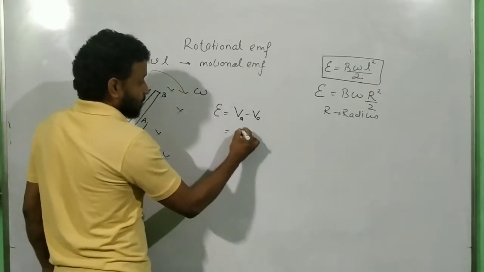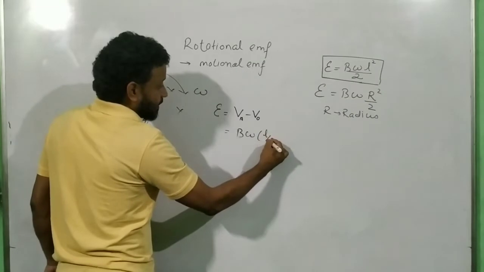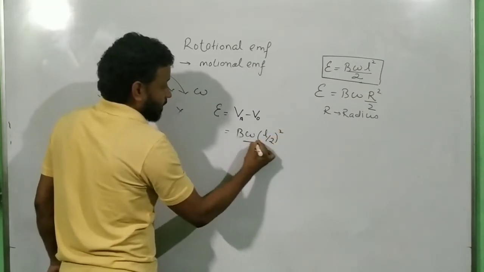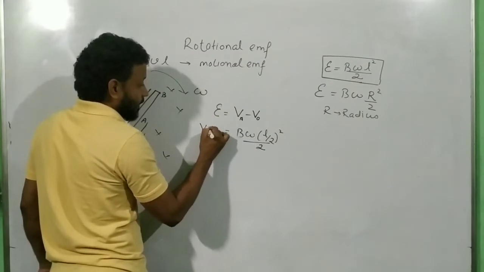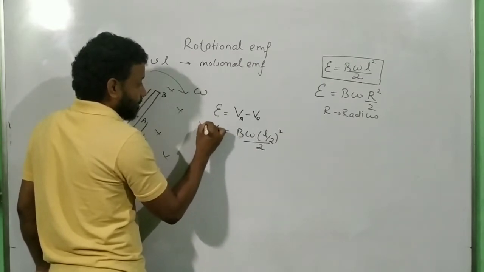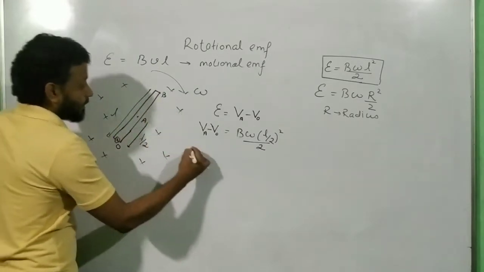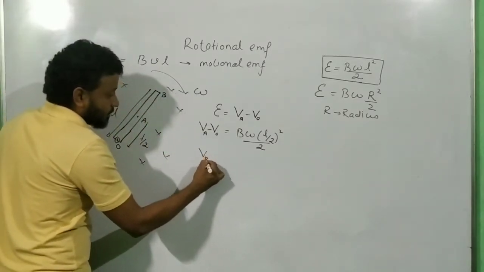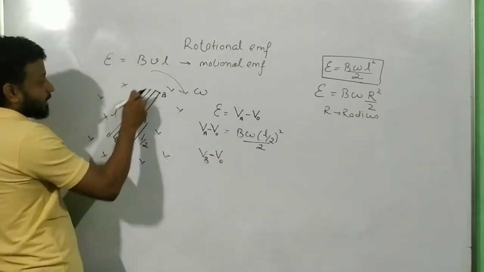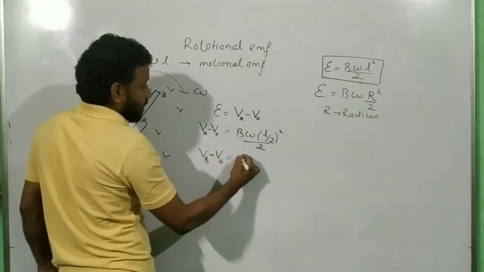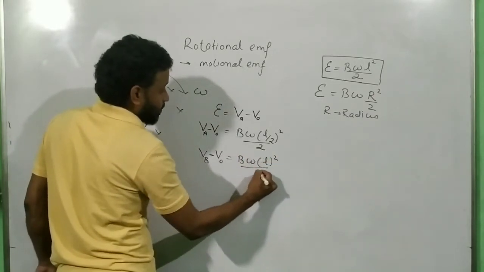So that is equal to B omega, and here you will write (L by 2) whole square divided by 2. Now what you have got is VA minus VO. Remember, these are all potentials. Then I will find O and B, so I will write VB minus VO. And for O and B, the total radius is L. So that is equal to B omega L square by 2.